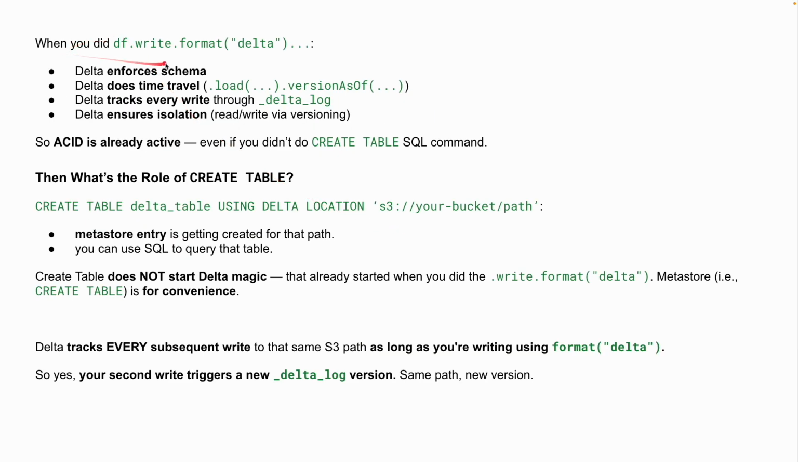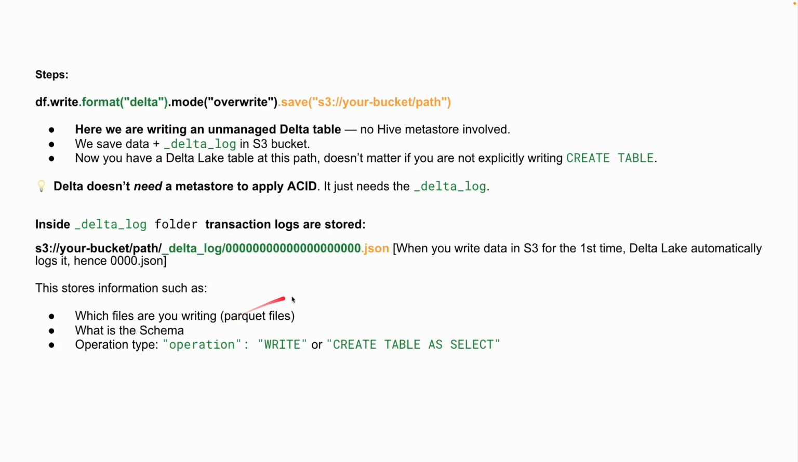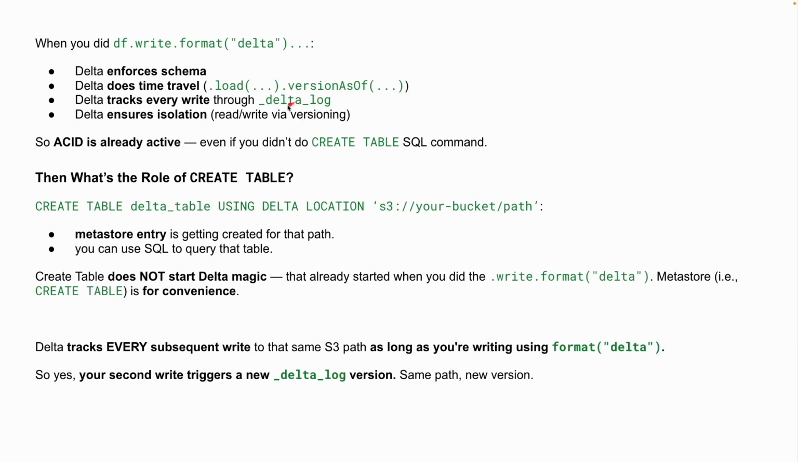Okay, so when you did df write format delta, then what happens? Delta enforces schema. Delta does time traveling. How does it do time traveling? Because remember I told you, in this slide, every operation which you are performing is append only, so everything will be appended in your delta log. So now as everything is getting appended, you can basically go to the previous version using version as of.